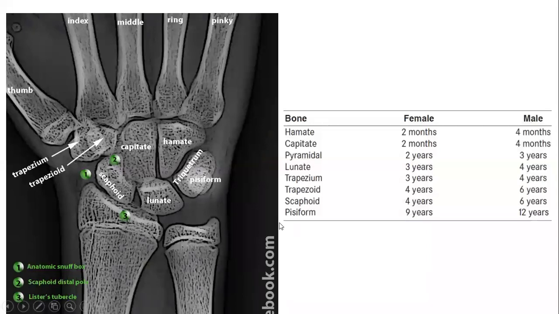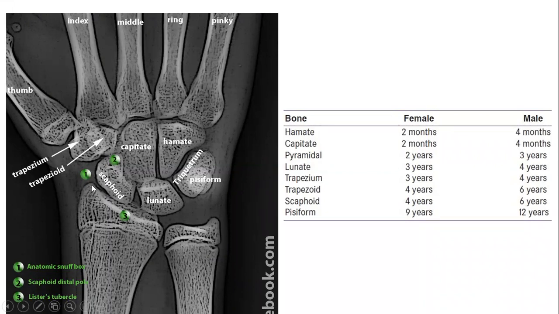And here they are. There are 8 carpal bones. I learned them in order, from lateral to medial and then lateral to medial again. Scaphoid is this one right here, and then here's your lunate, then triquetrum and pisiform, followed by trapezium, trapezoid, capitate, and hamate.